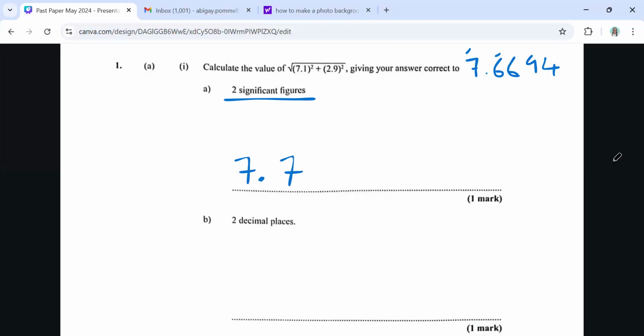And now it's asking for two decimal places, so it's going to be 7.6, and we're going to round off the last decimal place to 7, because it's two decimal places.